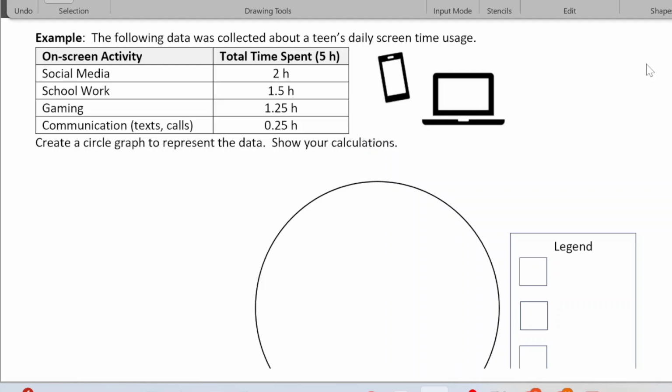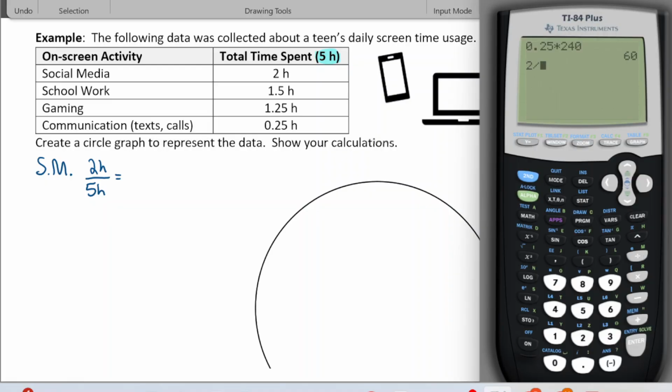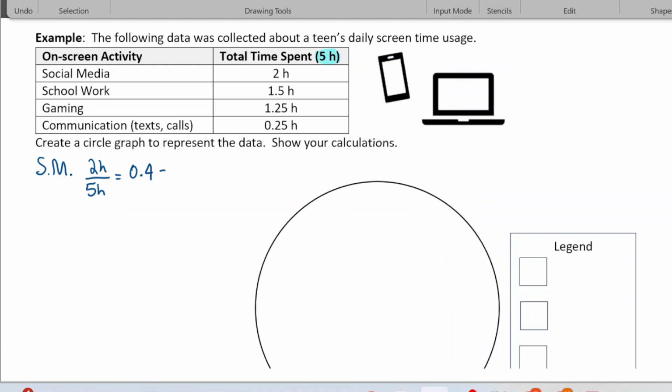Okay, so first thing we want to do here is look at the total, which is 5. And we want to convert each of these to a percentage. So I'm going to look at social media first. Social media was 2 hours out of a total of 5 hours. If I use my calculator, 2 out of 5, that will tell me the decimal, 0.4. And if I multiply that by 100, that's going to be 40%. So 0.4, which is 40%. So 40% of my circle should be social media.